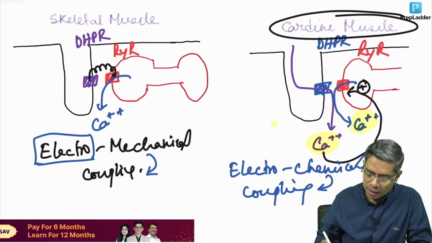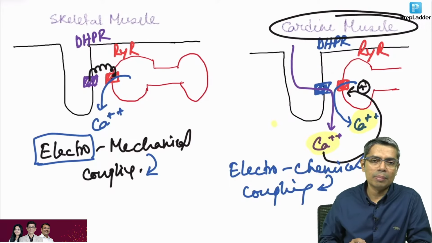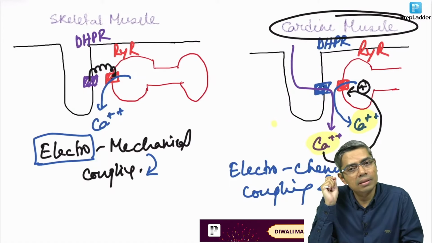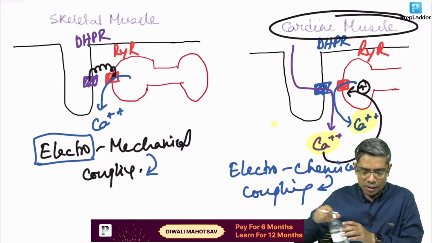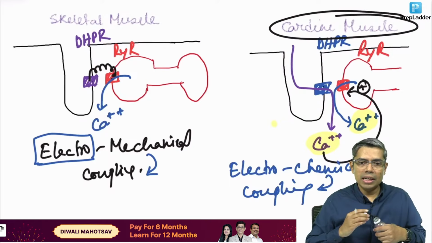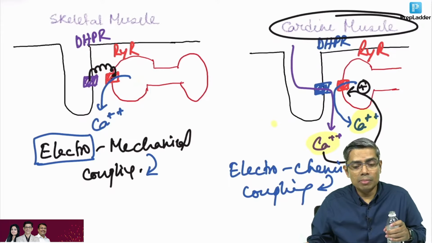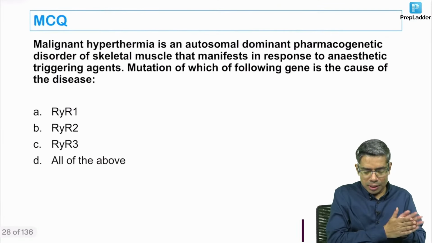But if you have to remember which kind of coupling, then you have to remember pharmacomechanical coupling. This is what you have to remember about smooth muscle coupling. Okay. Because there are certain drugs, certain neurotransmitters, which can cause contraction of the smooth muscle without mechanical coupling also. Now going to the next question.